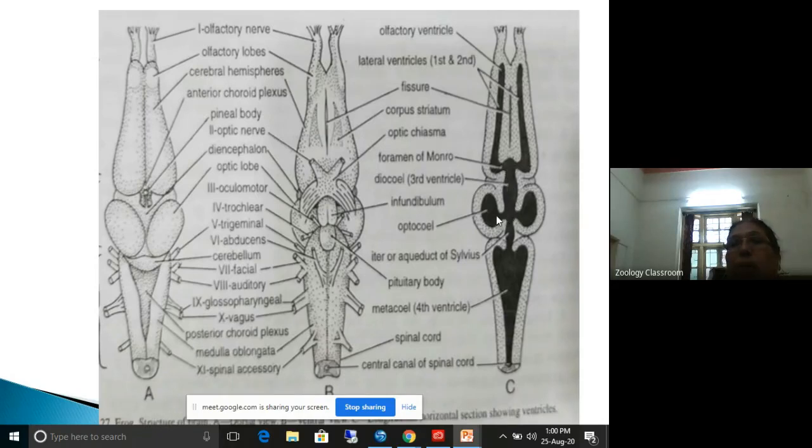Then the cavity of the optic lobe is called optocele. This cavity joins the medulla oblongata through a narrow canal-like structure, the iter. And the medulla oblongata's cavity is called metacele or fourth ventricle. So this is the amphibian brain.